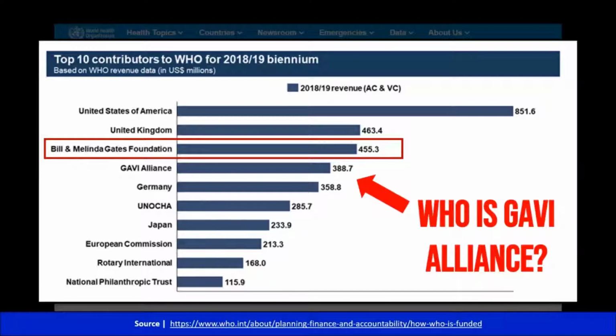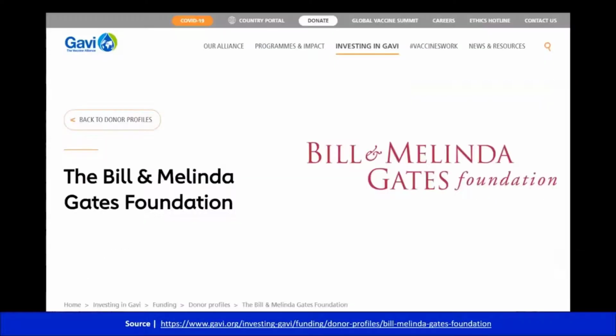If you take a look, the United States is higher, but I want you to take a look at this organization beneath Bill Gates. It says the Gavi Alliance. Gavi Alliance is $388.7 million. So I'm going to show you how the Gavi Alliance has connections to Bill Gates, because in actuality, Bill Gates gives away more money than anyone funding the WHO.